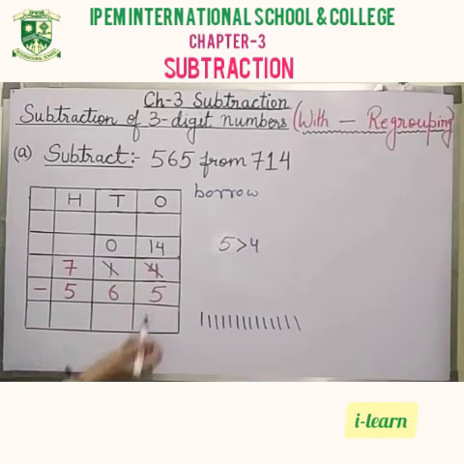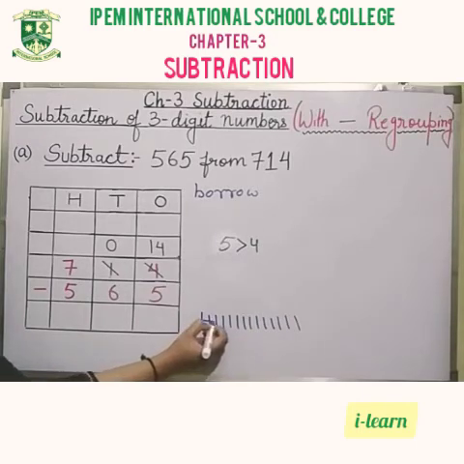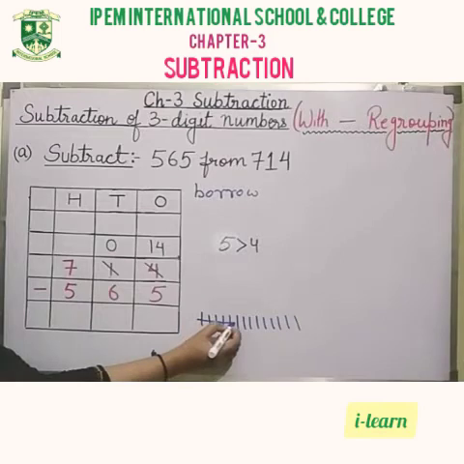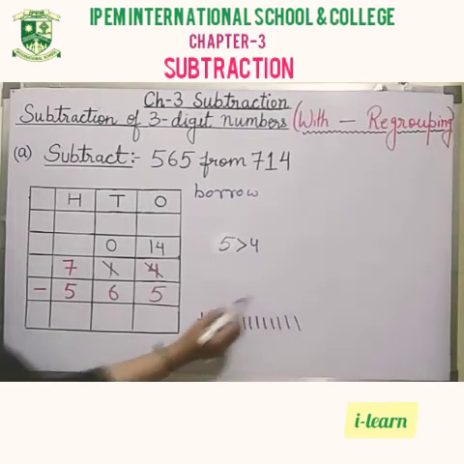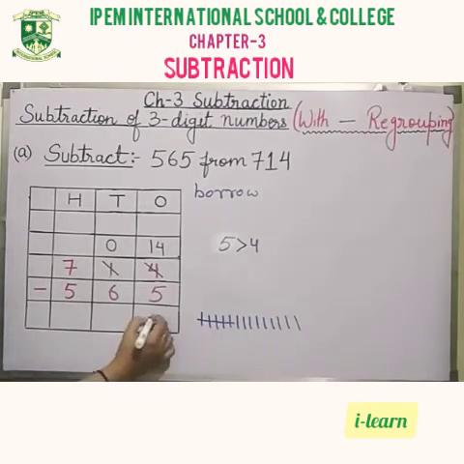Now we will subtract 5 from 14. So for that we will draw 14 lines and strike off 5 lines. 1, 2, 3, 4, 5. Now see how many lines are left. 1, 2, 3, 4, 5, 6, 7, 8, 9. 9 lines are left. It means 9 is the number after subtracting 5 from 14.